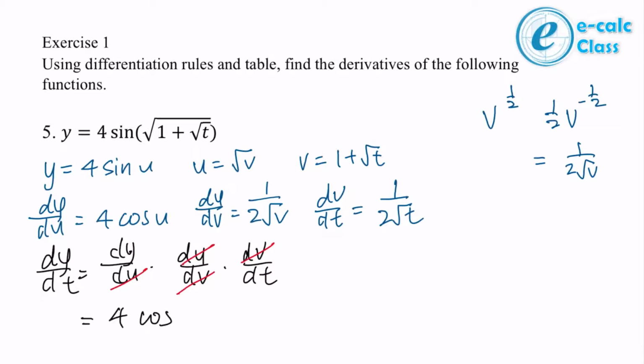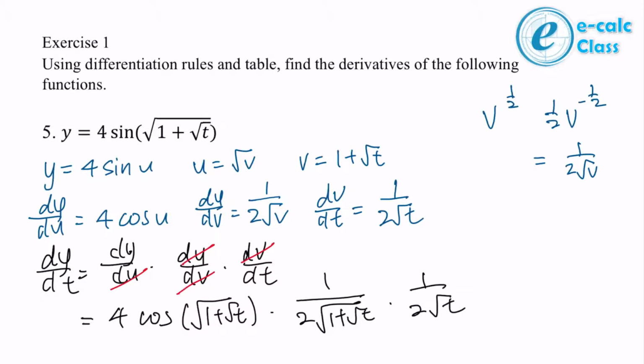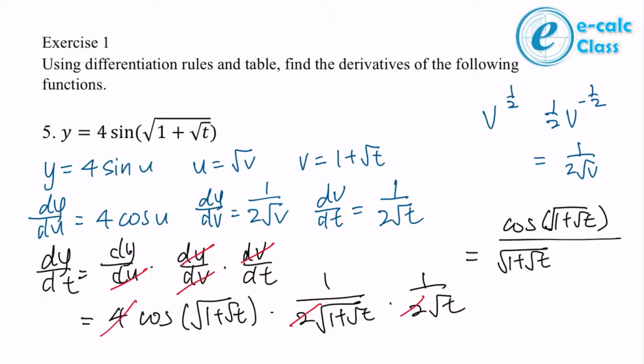For cos, who's your u? Your u was square root of, who's your v? 1 plus square root of t, times 1 over 2, who's your v? 1 plus square root of t, times 1 over 2 square root of t. And the most you can do is you simplify this together. And that's it. cos of square root of 1 plus square root of t, over 1 plus t times square root of t. Yeah, this is it. Okay, it's a little bit messy here because there are a few layers going on here.